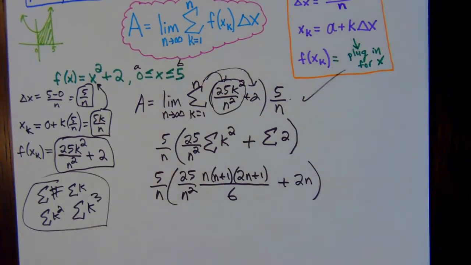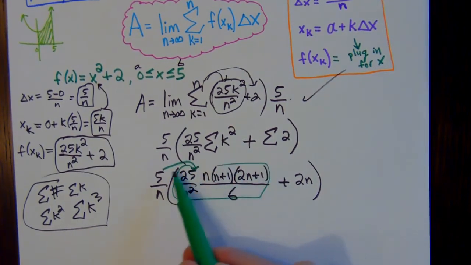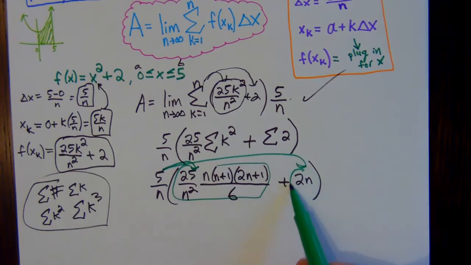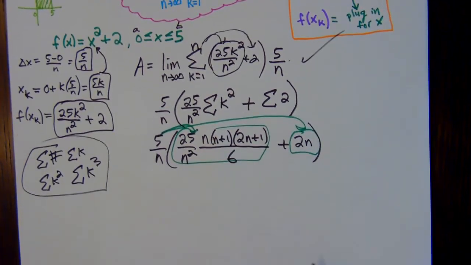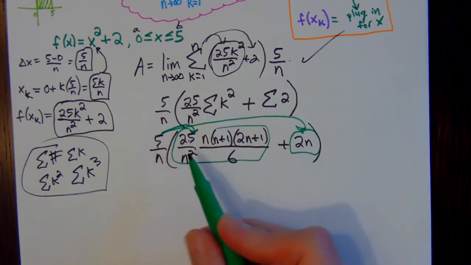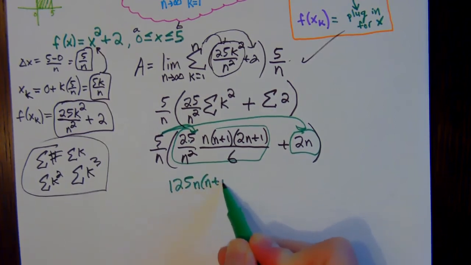So I'm going to take the 5 over n, I'm going to multiply it by this term here. I'm going to take the 5 over n, I'm going to multiply it by this term right here. Notice that we used those formulas to get rid of the k's. We have nothing but n's in the problem at this point. And then so if I go 5 times 25, that's going to give me 125. Carry everything else down.